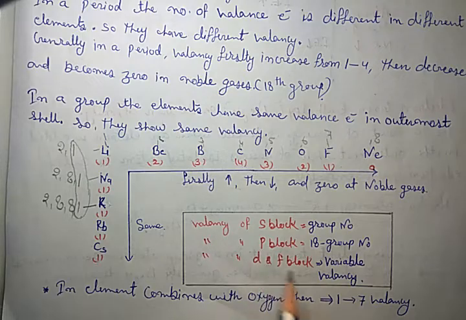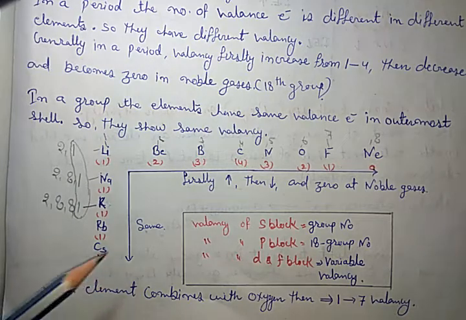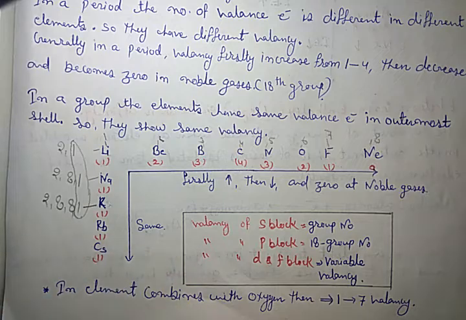Got it? The D and F block elements show variable valency. That means they show more than one valency. We will discuss that variable valency after a few minutes. One more fact about valency: if an element is combining with oxygen, then its valency can be up to 7, 1 to 7. Got it?